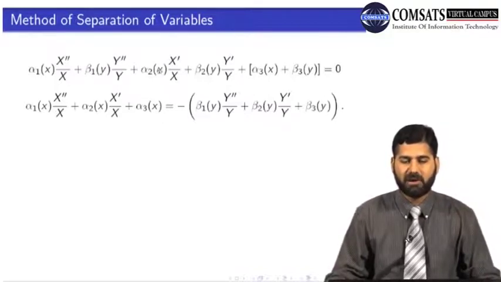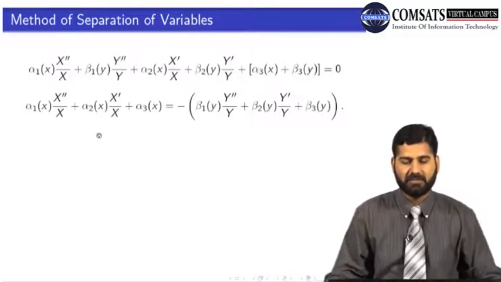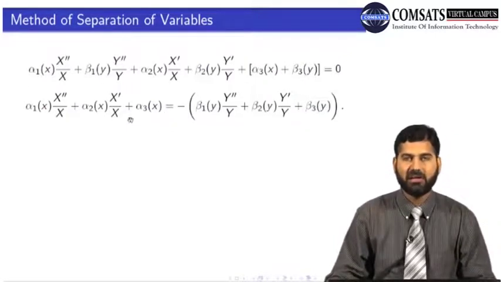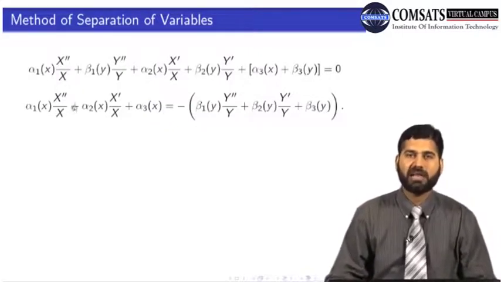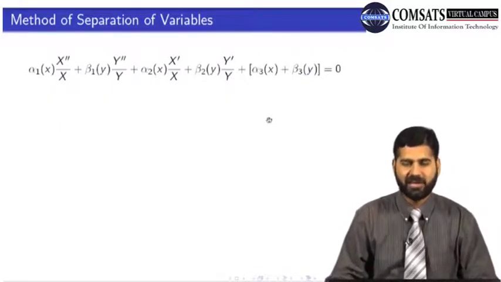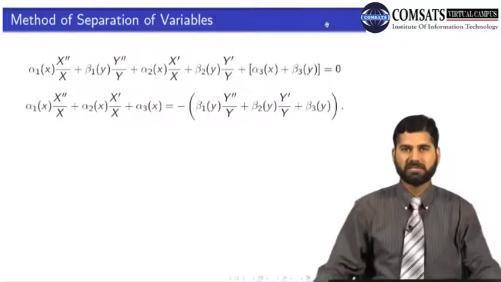So if I keep all the x terms here and send all the y terms to the other side, it means we have separated the variables. The reason is on the left hand side there is no y at all, and on the right hand side there is no x at all. You are getting only the x variable on the left and only the y variable on the right hand side. So basically we have separated the variables.